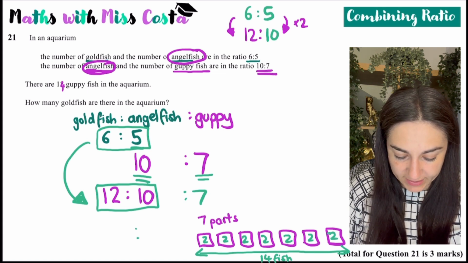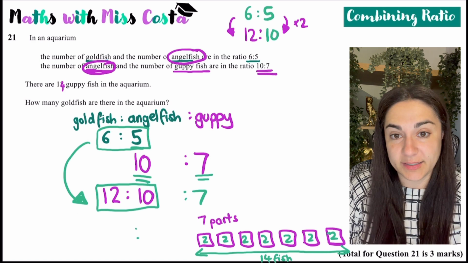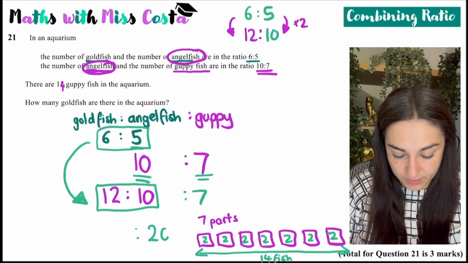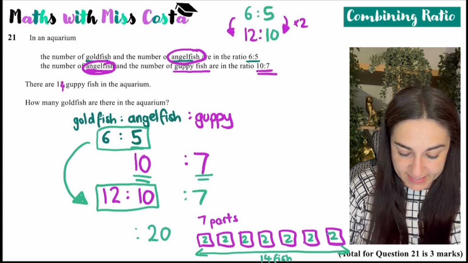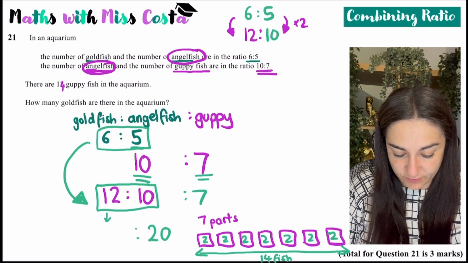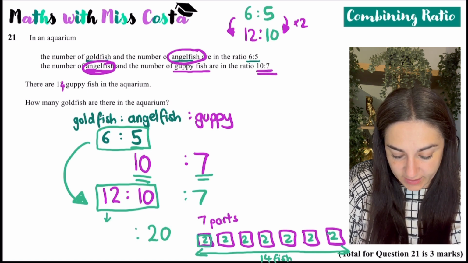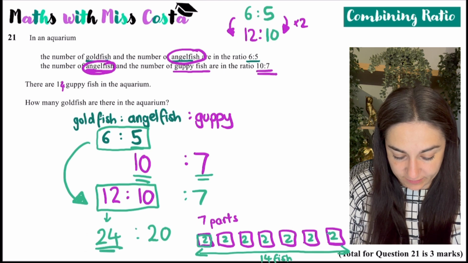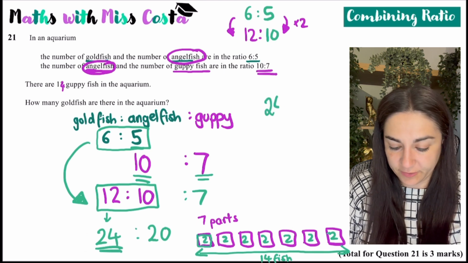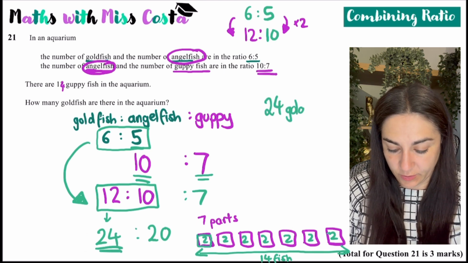So for example here, if there's 10 parts, I'd do 10 times 2, which is 20, so there'd be 20 angelfish. And here I'd do 12 times 2, because each part is worth 2. So that would be 24. So there are 24 goldfish.